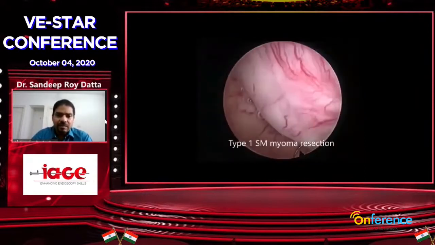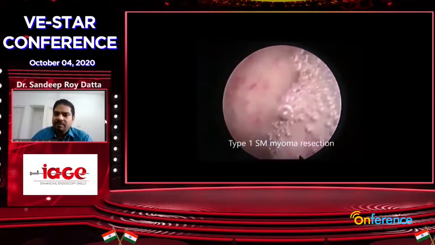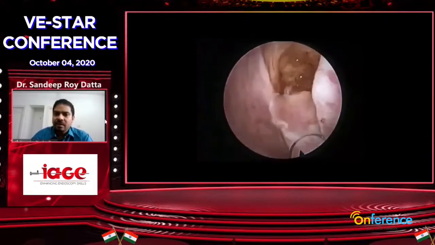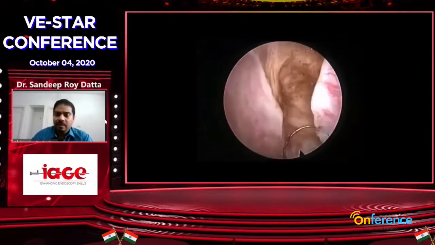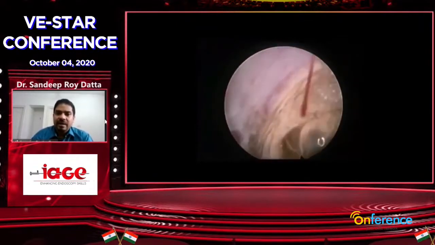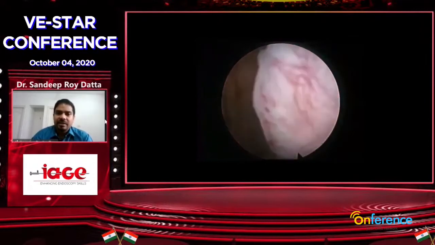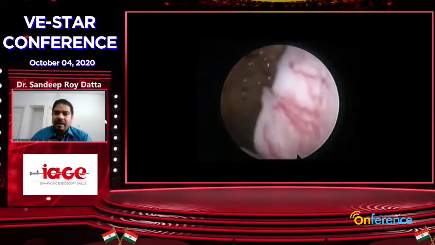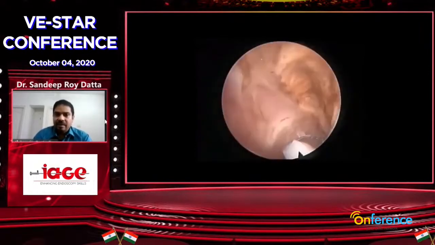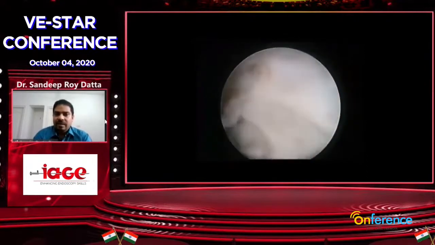Then this is a type 1 submucous fibroid. In type 1, more than 50% of the fibroid will be protruding into the cavity. Here you have to be a little bit careful because you have to go deeper into the myometrium. We can start from one side of the fibroid at the endomyometrial junction. That will give you some idea as to where the myometrium is and how deep I have to go. Slowly, progressively, you have to keep on slicing the fibroid.